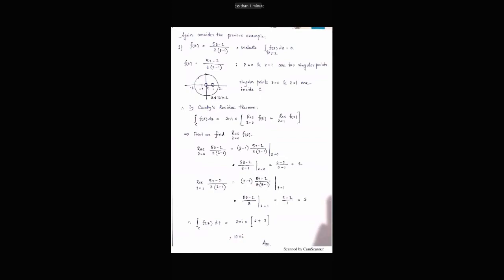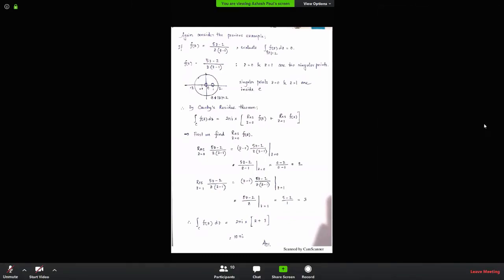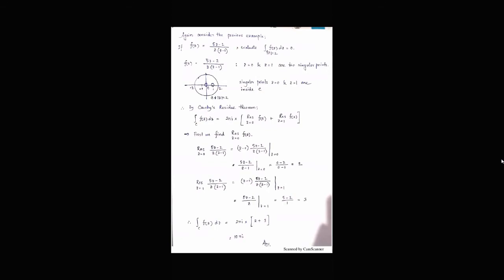Sir, singular points are those at which the function is not defined. No, that is not the actual definition. Singular points are those points where the function is not analytic.